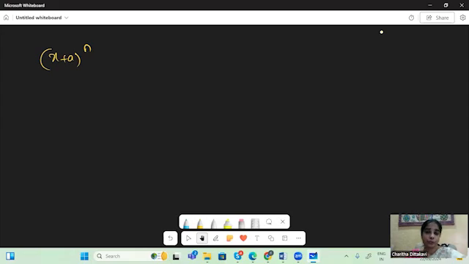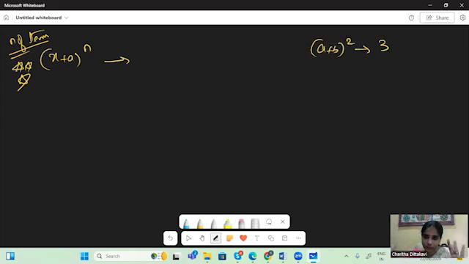Coming to the number of terms in (x + a) to the power n. The most important point: in (x + a) to the power n, how many terms do we have? In (a + b) whole squared, we have 3 terms. In (a + b) to the power 3, we have 4 terms. In (a + b) to the power 4, we have 5 terms.